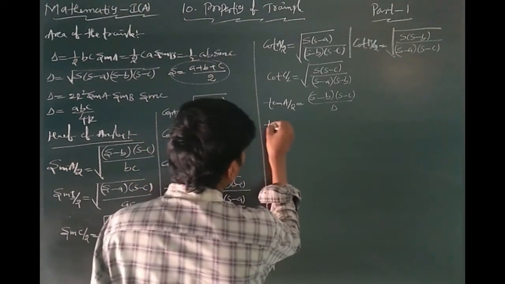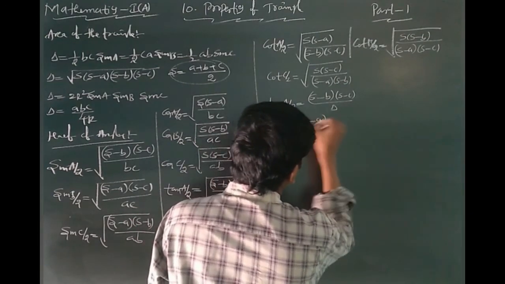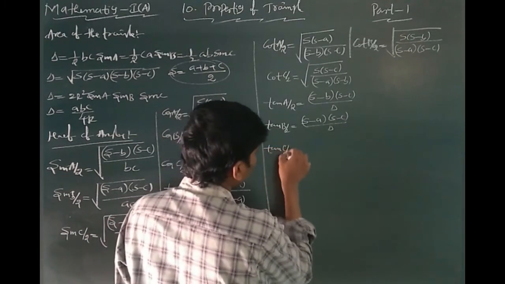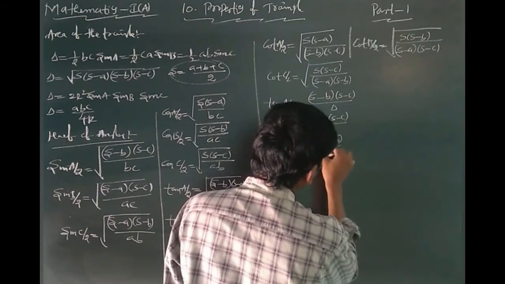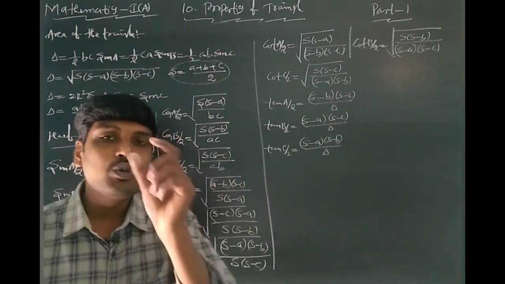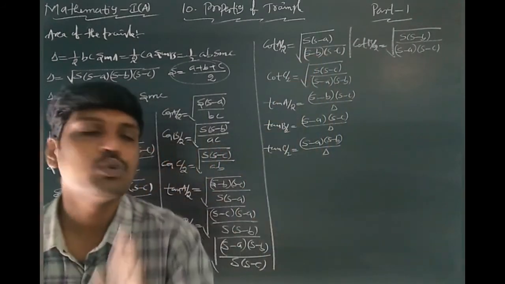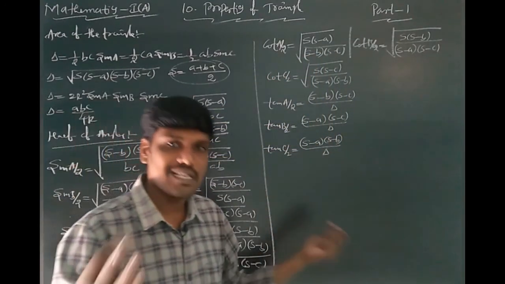After that, what does tan B/2 state? Tan B/2 is equal to (s − a)(s − c) divided by delta. Similarly, tan C/2 is equal to (s − a)(s − b) divided by delta. See students, once you write one formula, you get the second and third similarly, so it is easy.